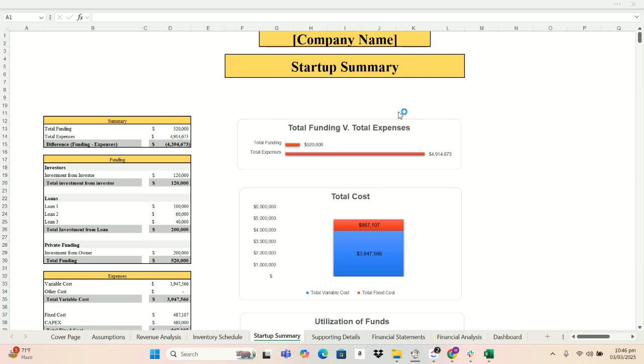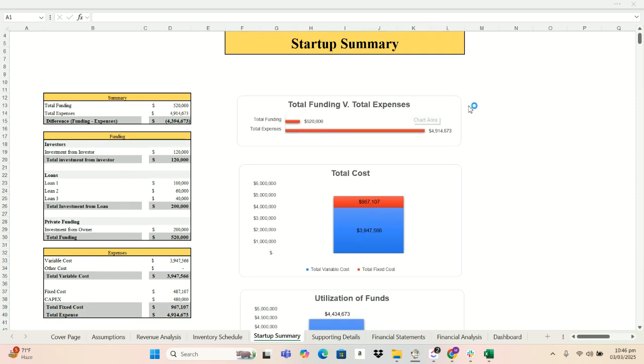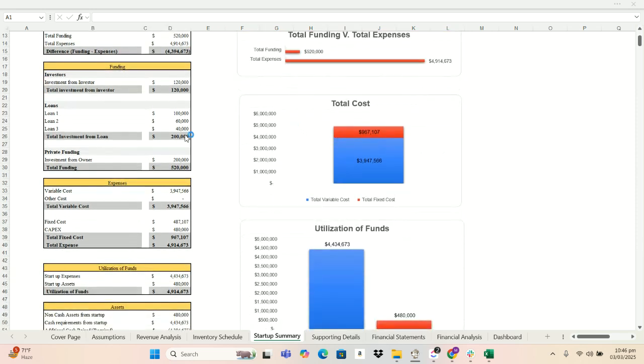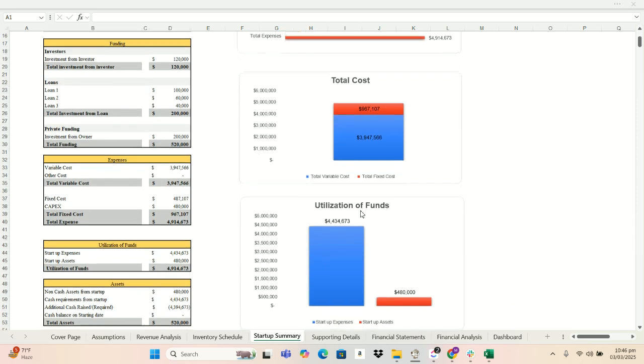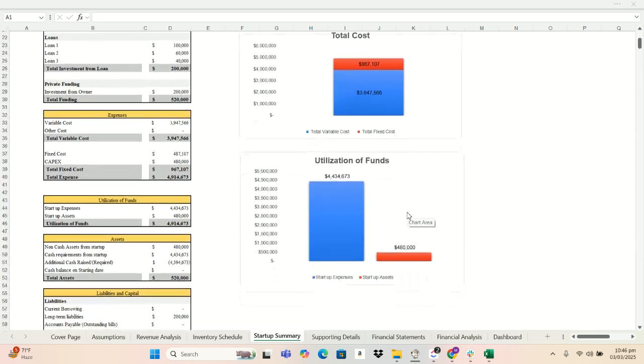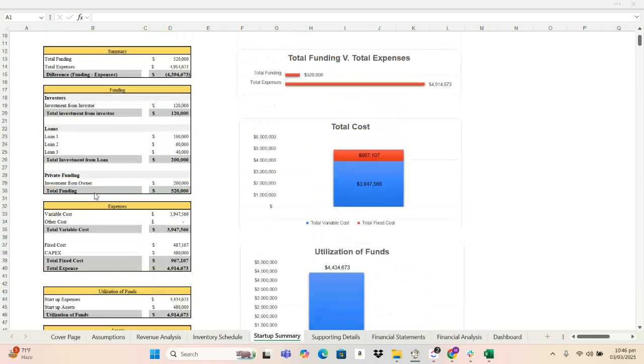Next up, we have our startup summary. Here you can see the total funding versus total expenses. We have calculated the total cost, total variable and total fixed costs, utilization of funds.